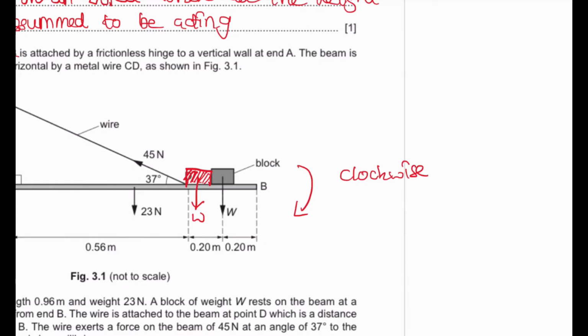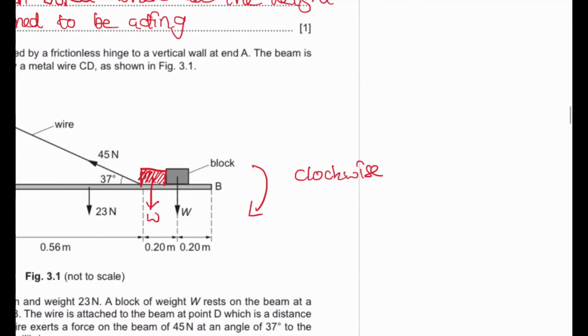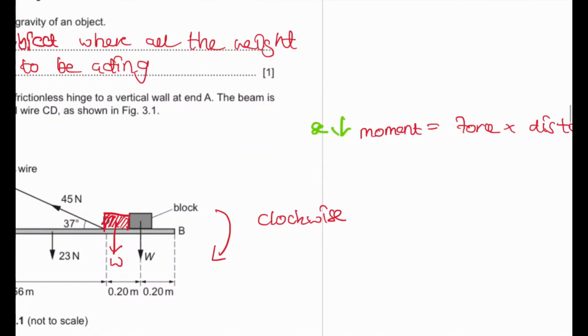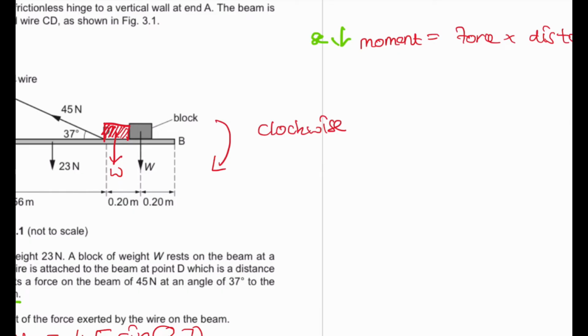But if I move it closer to the pivot, what's the change? The distance has decreased. I know that my moment is my force multiplied by my distance, right? So if this distance decreases, then that moment is also going to decrease. That's a fact. If you decrease your distance, your moment also decreases. So if that block moves closer to point D, the moment is going to decrease. So the total clockwise moment therefore decreases.